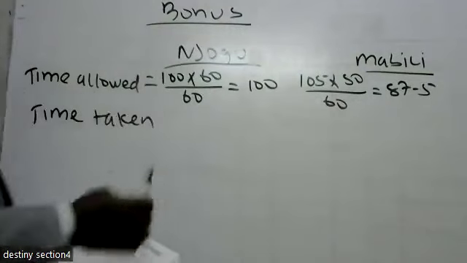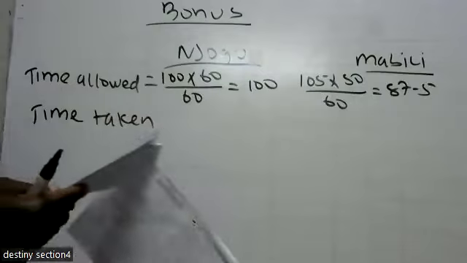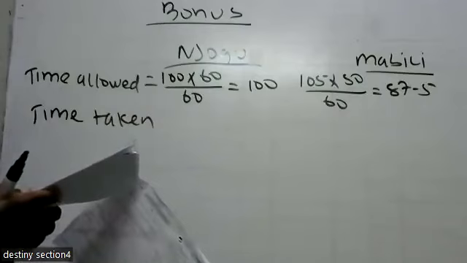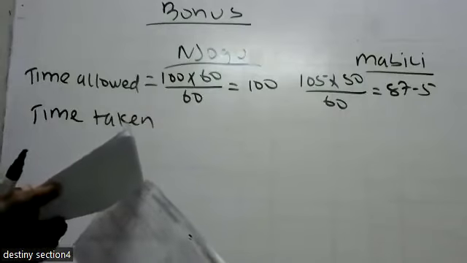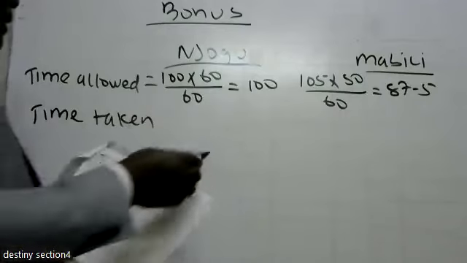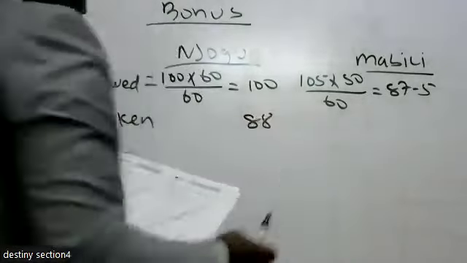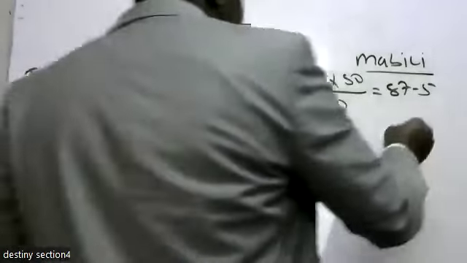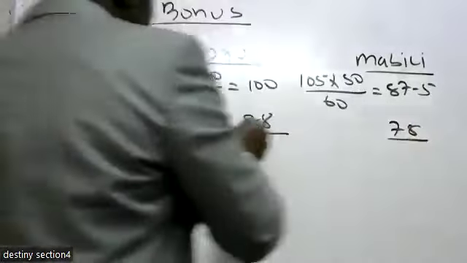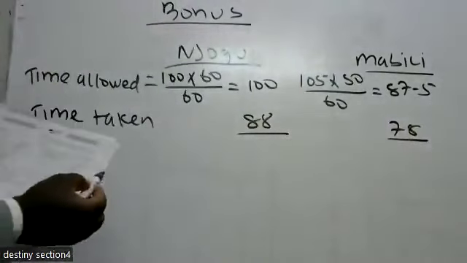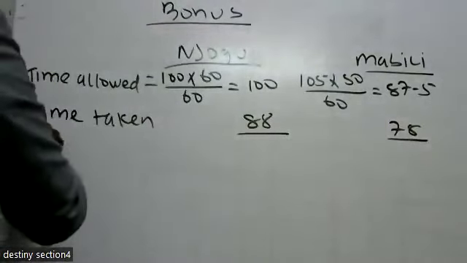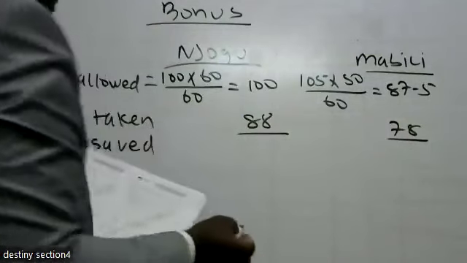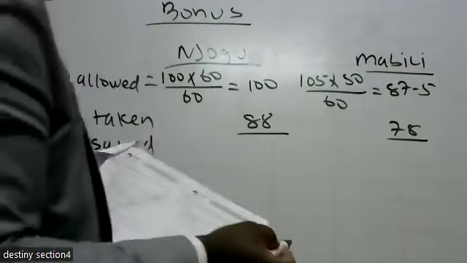Then time taken. So Jogo completed, we are about to see in the note number 4, Jogo completed his job in how many hours? 88 hours. How about Mabili? 78. So we get the difference, the time saved.